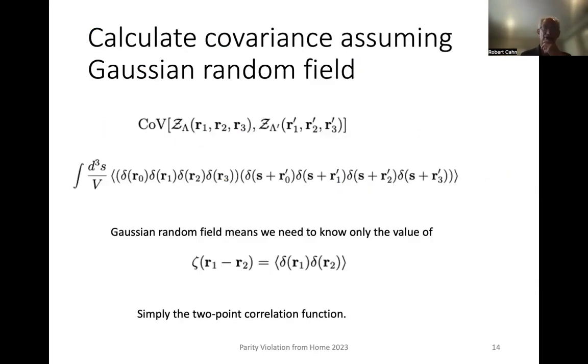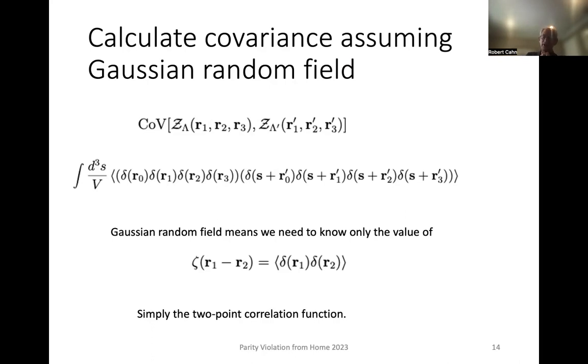Now comes the hard part of the game. Measuring the various components of the 4-point correlation isn't so hard. What is hard is calculating the covariance between those measurements. Now, if we just ask for the general covariance of the 4-point function, you can write it in terms of this integral. So you see here we have a factor, which is the 4-point function, and then we have the 4-point function offset by some distance s, and then at some different locations, r0 prime, r1 prime, r2 prime, and r3 prime.